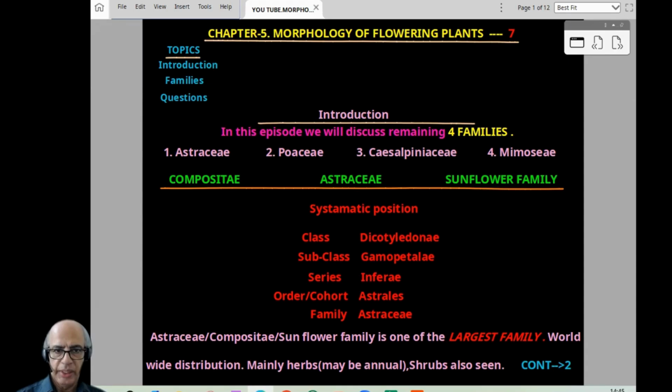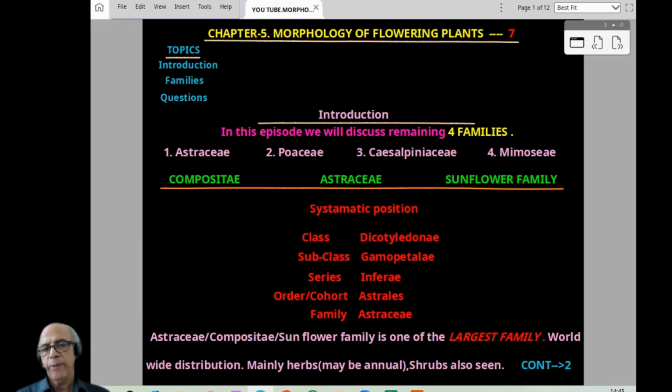So the introduction, I already told you what all things we'll be discussing and what are the families remaining. Now we can enter into the first family for today. It is Compositae. That is the previous name, the modern name is Asteraceae, the common name is sunflower family. Then what is its systematic position? That gives us a clue what all characters it can possess.